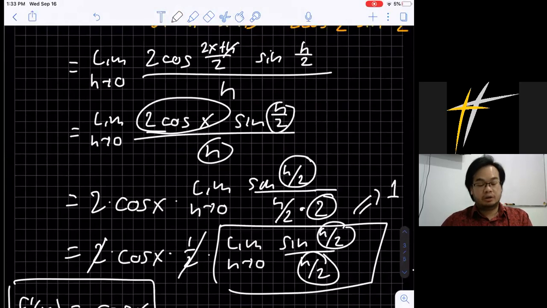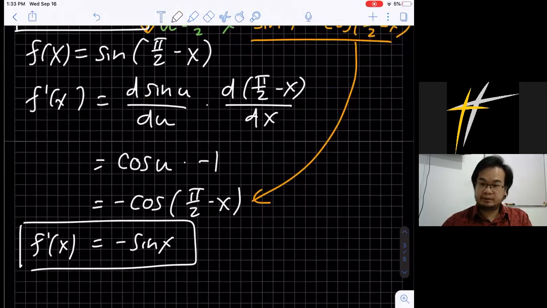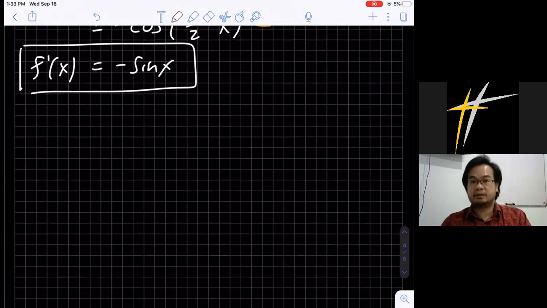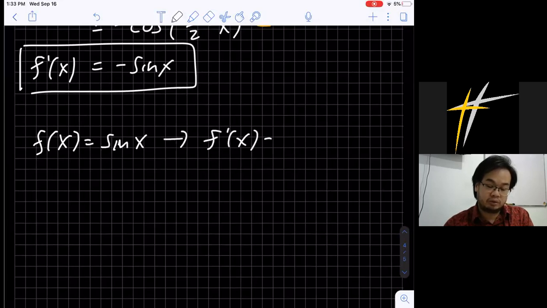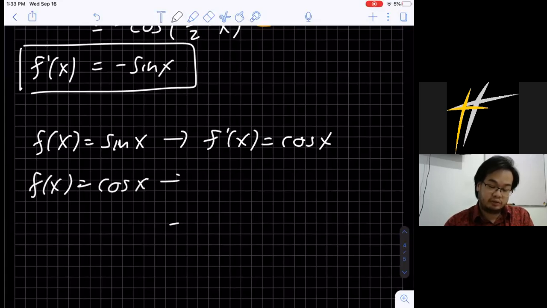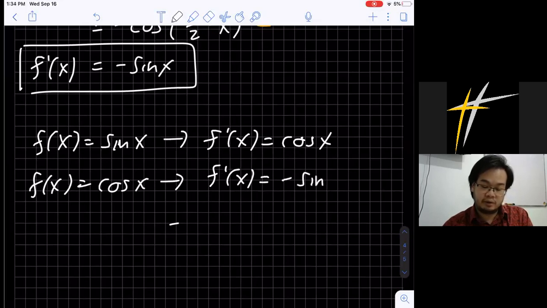Okay, so I added two formulas today: if f(x) is equal to sine x, then the derivative of it is equal to cosine x. If f(x) is equal to cosine x, then the derivative is equal to negative sine x. Okay, that's all for today. Thank you.